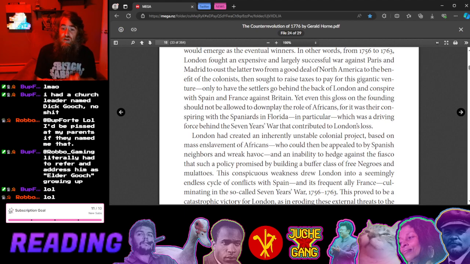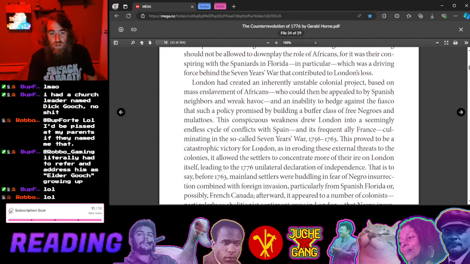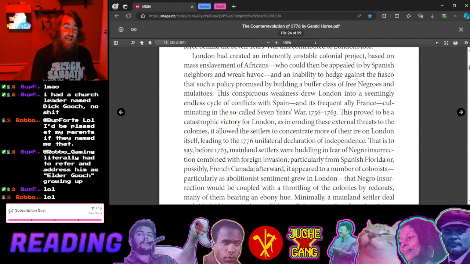Yet, even this gloss on the founding should not be allowed to downplay the role of Africans, for it was their conspiring with the Spaniards in Florida, in particular, which was the driving force behind the 7 Years' War that contributed to London's loss. London had created an inherently unstable colonial project based on mass enslavement of Africans, who could then be appealed to by Spanish neighbors and wreak havoc, and an inability to hedge against the fiasco that such a policy promised by building a buffer class of free Negroes and mulattoes.